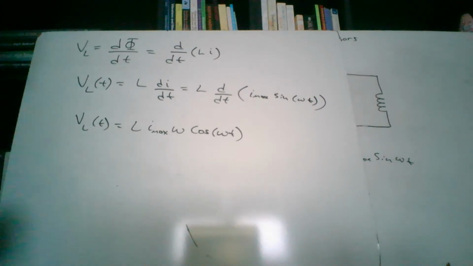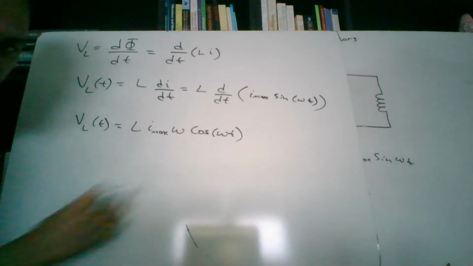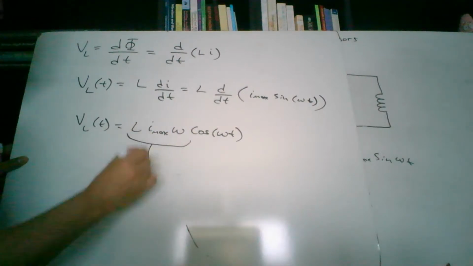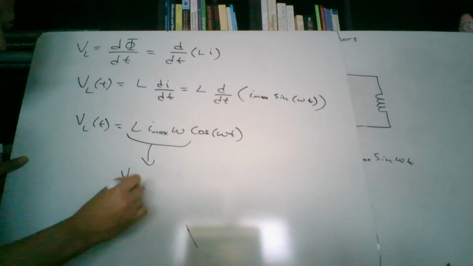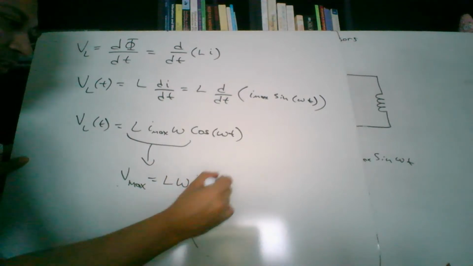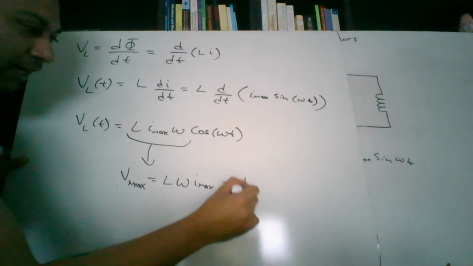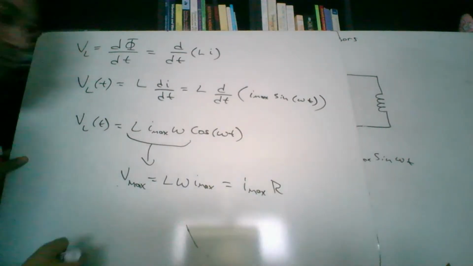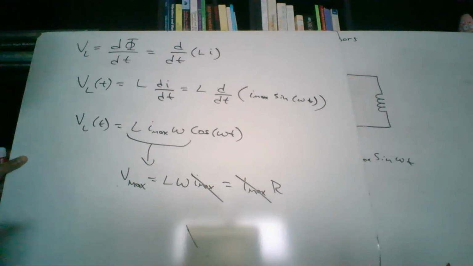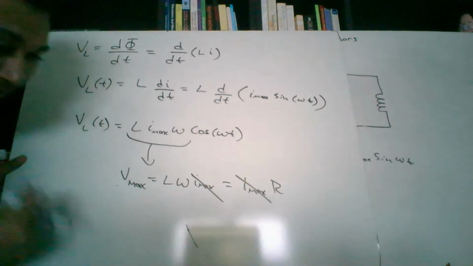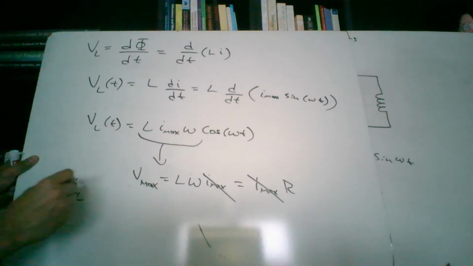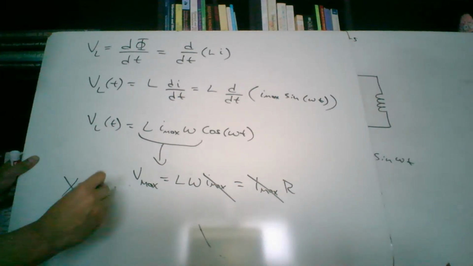Now, wait a minute. Let's get the inductive reactance first, and we'll worry about the phasor next. This term right here, all of this right here, is the voltage maximum. So that's L times omega times I max. But wait a minute, the voltage maximum can be written as I max times R. Remember that? And look at this. The I maxes cancel out, and we've got our new equation. This isn't R anymore. We call it the inductive reactance, XL. And the inductive reactance is simply just L times omega.